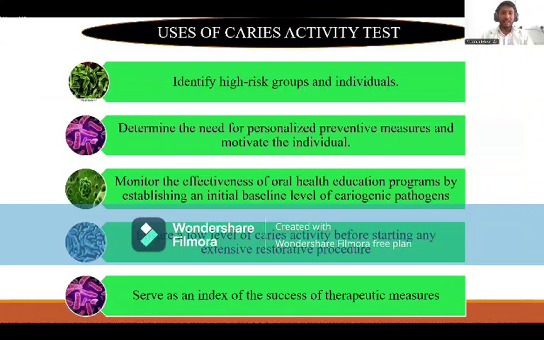Next we'll be seeing the uses of the caries activity test. First is to identify high risk groups and individuals. By doing the caries activity test, we can find out high risk groups or individuals. It also determines the need for personalized preventive measures and motivates the individual. It monitors the effectiveness of oral health education programs by establishing an initial base level of cariogenic pathogens. It ensures a low level of caries activity before starting any extensive restorative procedure. It can also serve as an index of the success of therapeutic measures.